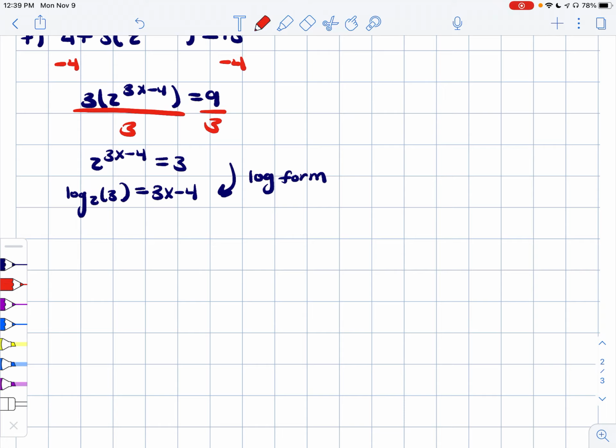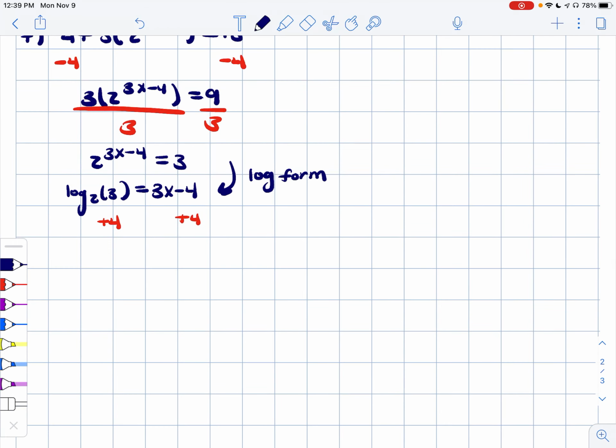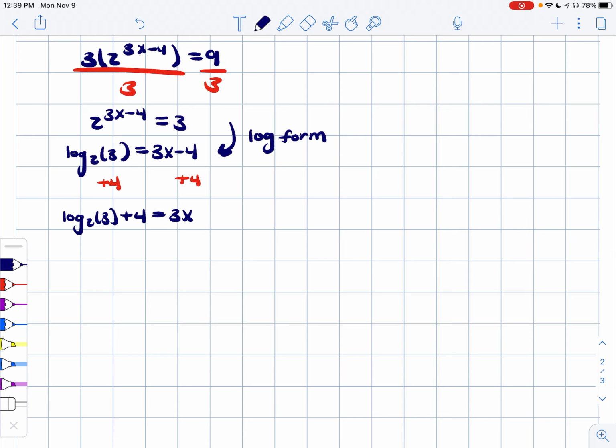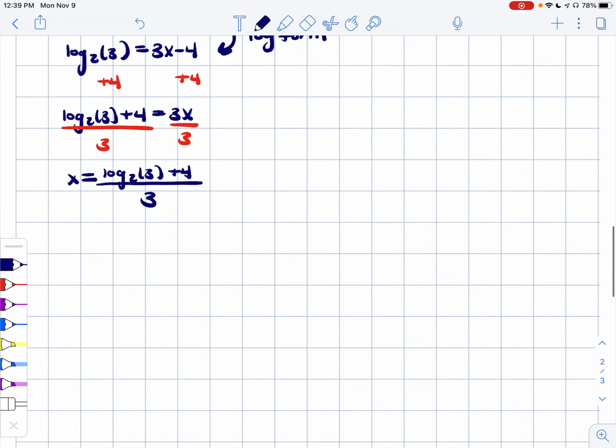And then isolate x, so add 4 to both sides. So log base 2 of 3 plus 4 is equal to 3x. And then divide by 3, which would give us x is equal to the log base 2 of 3 plus 4 all over 3. All right, so that's our exact answer.